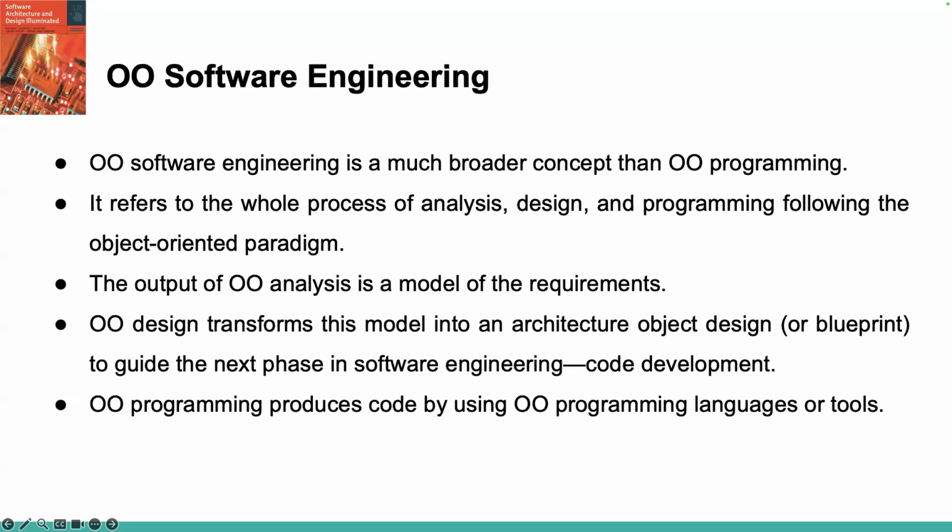Next, we move on to object-oriented design, which takes the analysis model and transforms it into an architecture or blueprint for the software. This design guides the next phase, code development. Finally, in object-oriented programming, we use object-oriented programming languages and tools to implement the design into actual working code.